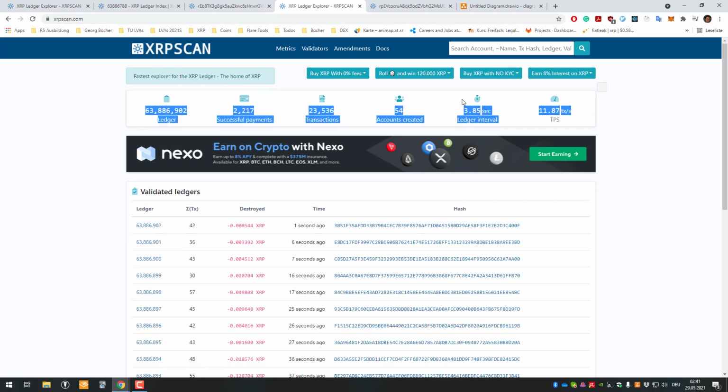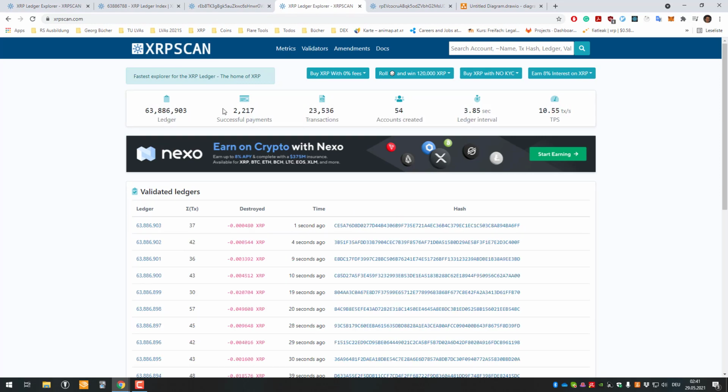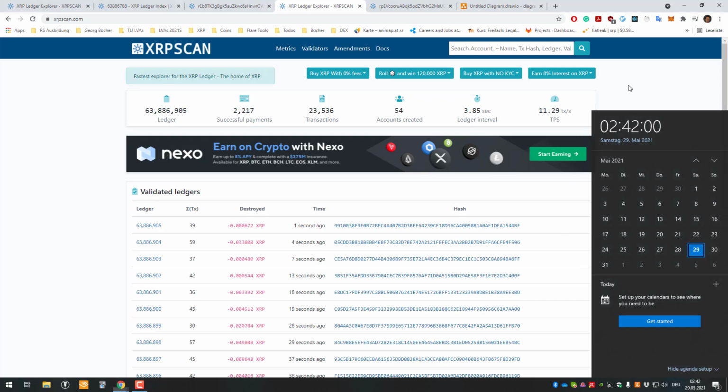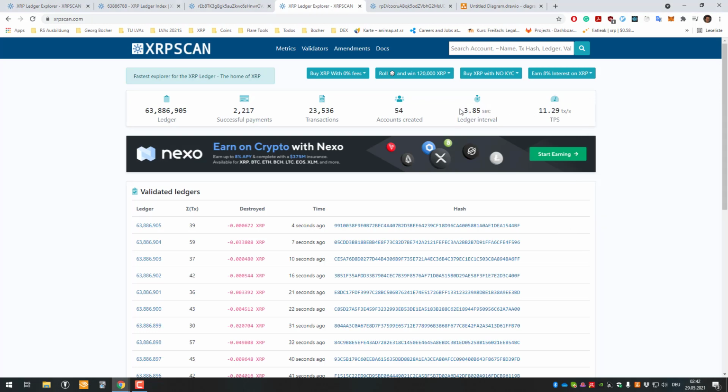We can also see the metrics for the day. You can see here the current ledger that was closed. You can see how many successful payments were done, how many transactions, how many accounts were created. I think maybe this is for the last hour, or for the current day, probably. Yeah, this might be for the current day. The average time it takes to close a ledger.